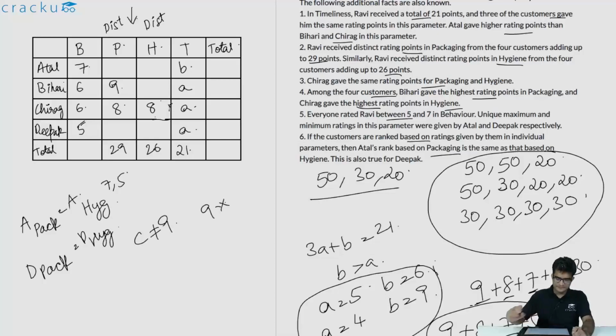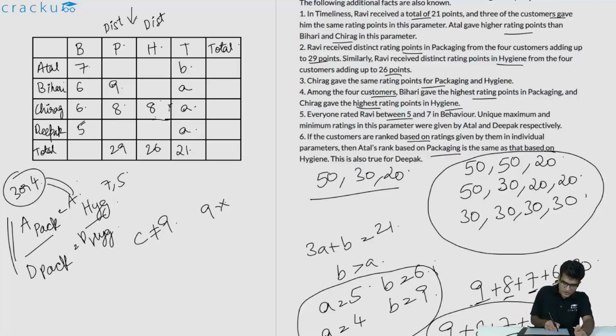What does this tell us? This tells us a few things. The first thing it is going to tell us is that the rank of Atal in hygiene and packaging has to be either 3 or 4. Because in packaging the highest was given by Bihari, it was 9. The second highest was given by Chirag, that was 8. So Atal's rank in packaging has to be either 3 or 4. Therefore, his rank in hygiene also is 3 or 4. Same is the case for Deepak. Deepak's rank in packaging has to be 3 or 4. Therefore, Deepak's rank in hygiene also has to be 3 or 4. This would imply that the second rank in hygiene has to go to Bihari. So he has to get 7.